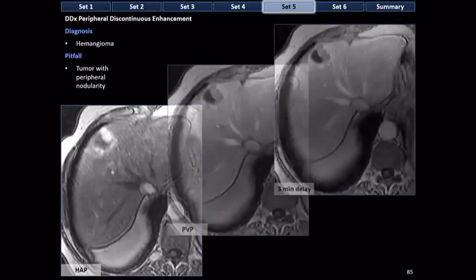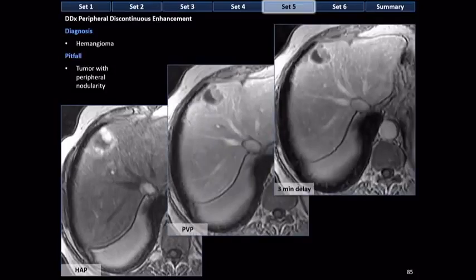But look at the subsequent phases. Do these nodules of enhancement expand? No. Do these nodules of enhancement follow the blood pool, or do these nodules of enhancement wash out to become darker than the liver? They wash out to become darker than the liver. So they don't expand, they don't follow the blood pool, and in addition, if you look very carefully on the delayed images, there's capsule appearance. So for all of these reasons, this is not a hemangioma.